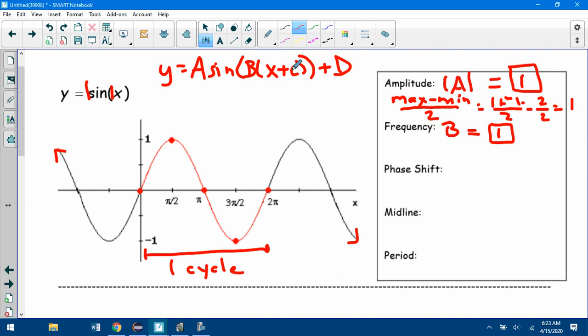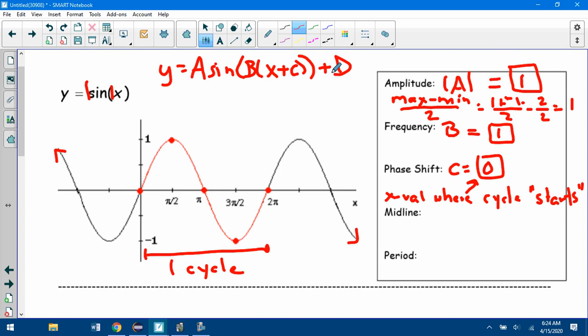Phase shift is this c value. What's being added next to the x? Nothing. So c is 0. And you can think of the phase shift as the x value where the cycle "starts." And I put start in quotes because it's hard to say where it starts since it goes on forever in both directions. But here's my first cycle, and it starts at an x value of 0.